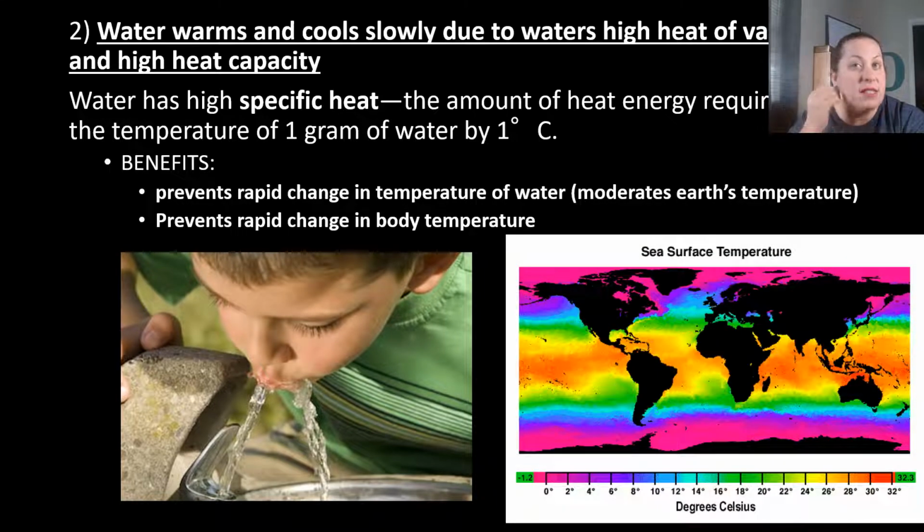So what benefits does this have? This prevents rapid change in temperature of water. This helps moderate our Earth's temperatures. Okay, so it helps moderate our temperatures on Earth. It also prevents rapid change in your body temperature, even though it may feel so hot outside. The fact that your water doesn't start boiling is a good thing. Okay, and so it prevents rapid change in your body temperature.